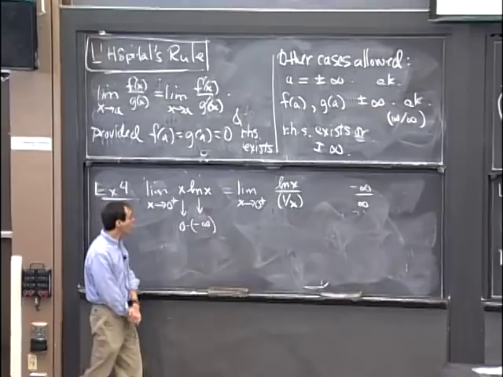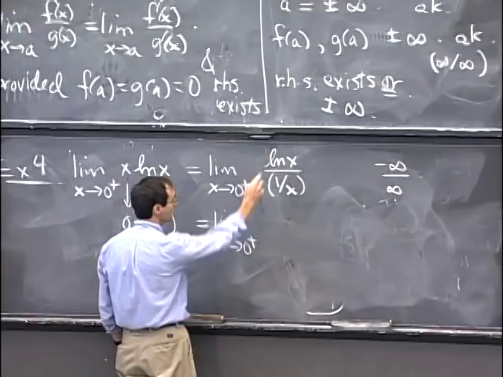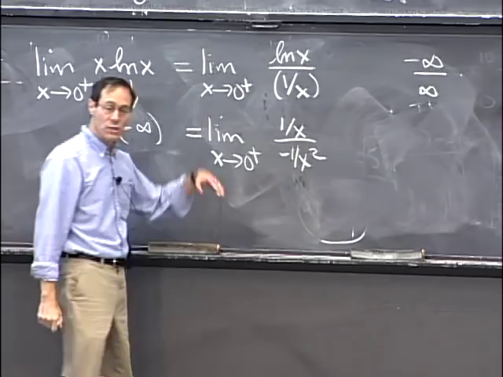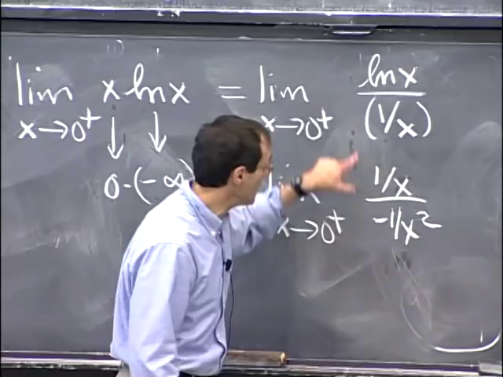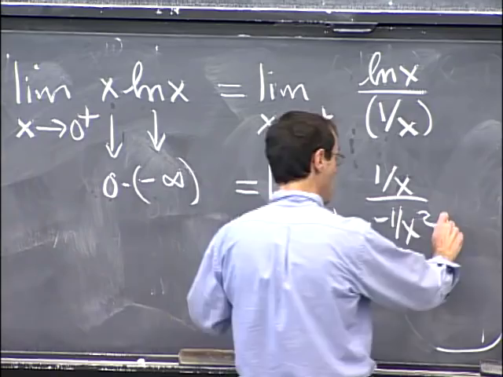And now I'm just going to apply L'Hopital's rule. And what it says is that I differentiate here. So I just differentiated numerator and denominator. Applying L'Hopital's rule is a breeze, right? You just differentiate, differentiate. And now it just simplifies and we're done.